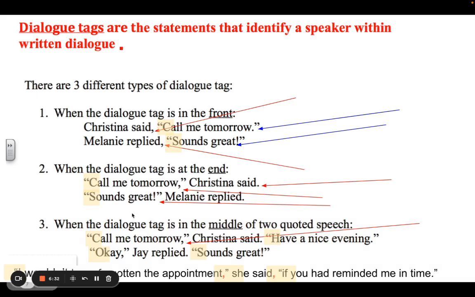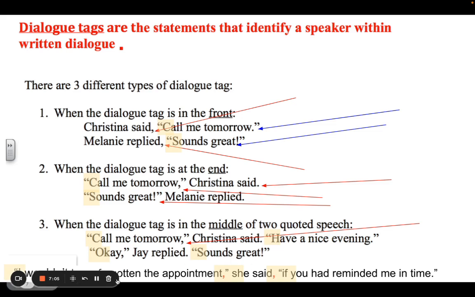Sometimes a dialogue tag is in the middle of two lines of quoted speech. "Call me tomorrow." So uppercase, you start a quote with an uppercase letter. "All right, call me tomorrow," comma, because that's the words, and then it's introducing the speech tag, "and have a nice evening." So this is the same speaker. You don't need to start a new paragraph. "And okay," comma, quotation mark, Jay replied. So we've got our period here, and then the rest of what's being said.